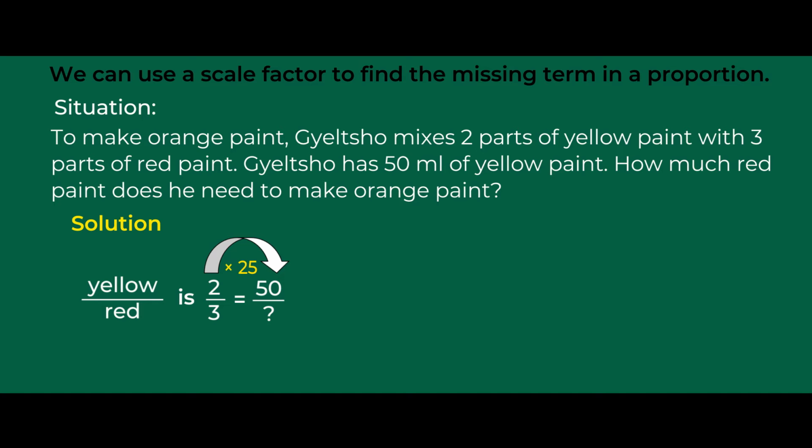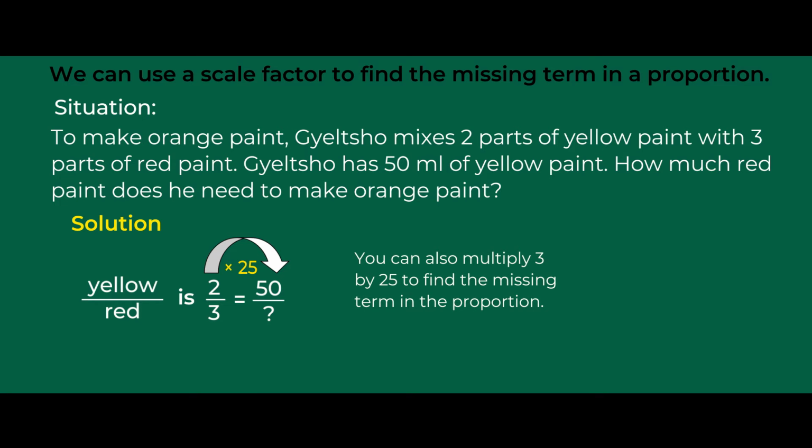Next, what should we do to find the denominator or the amount of red paint? Okay, very good. You have to multiply 3 times 25. Okay, then tell me, 3 times 25 is how much? Okay, very good. 3 times 25 is 75. So, in both the terms, you use 25. That's why we can say the scale factor is 25.